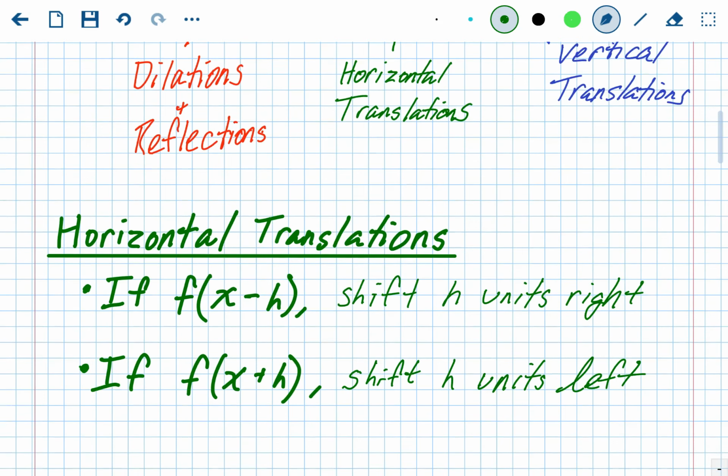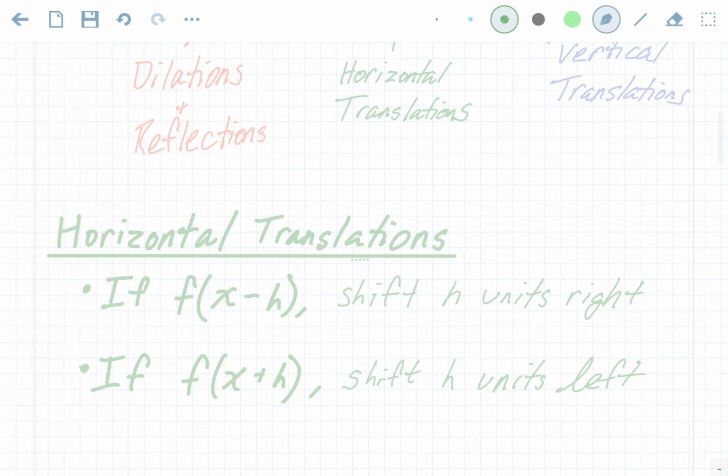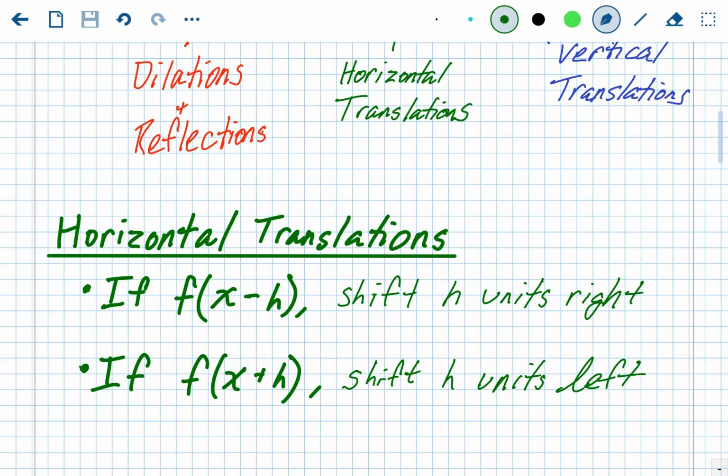Now this one's always the one that's kind of opposite of what you think. Usually a minus on a graph means you're moving to the left, but in a translation, you're moving right. And usually plus, if you're thinking positive values on a graph, you're thinking to the right. That's where the positive x-axis is. But in translations, it's the opposite. It's moving it to the left.